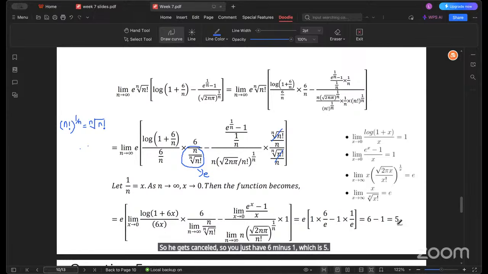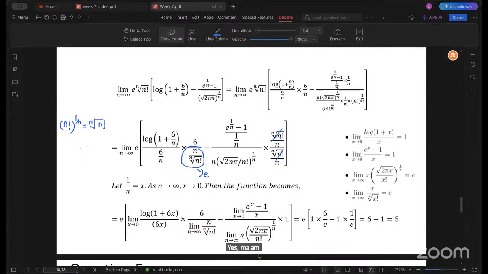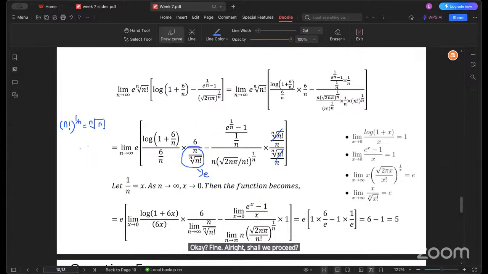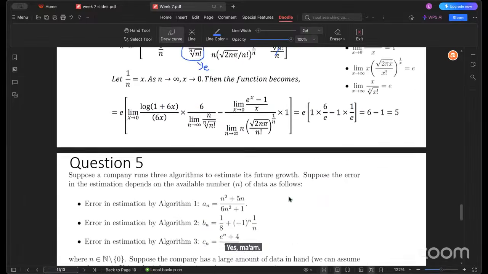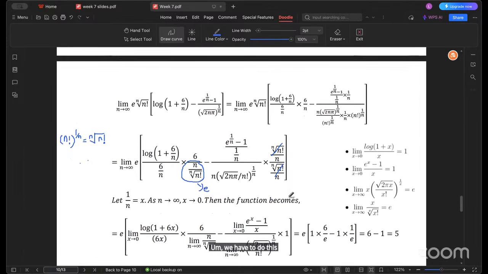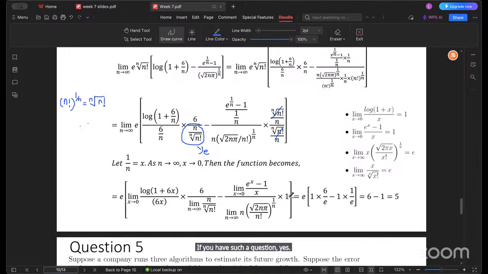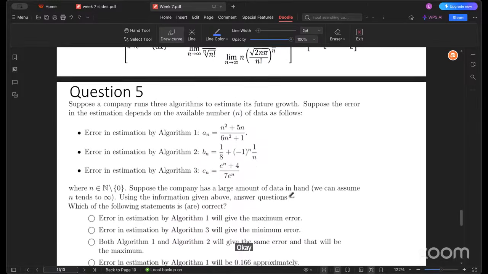Is this clear? Whether all the steps are clear for everyone? Yes, ma'am. Okay. Fine. All right. Shall we proceed? Okay. Yes, ma'am. And we have to do this in the examination hall, if you have such a question. Okay. Fine.